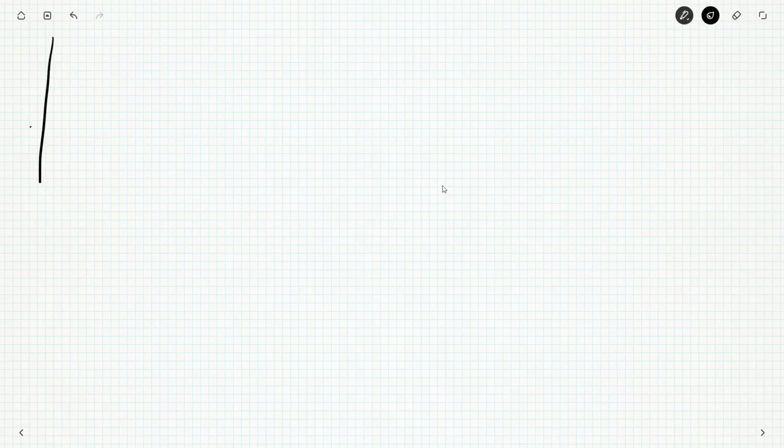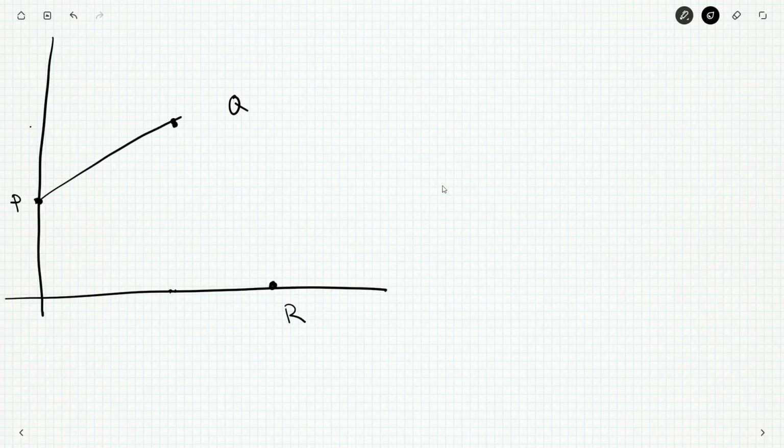Everything's up in the first quadrant. So let's say P is about here. And Q, let's go over, so let's say 6 is here. Up 9 is about here, so let's say that's where Q is. And then R is about here. Okay, so we want this guy right here. And we're told that this is right angled. Okay.